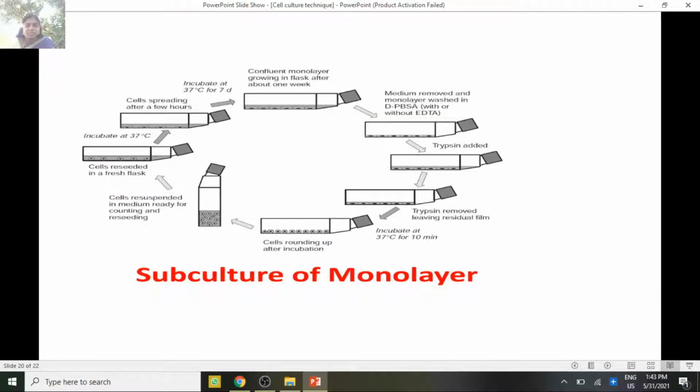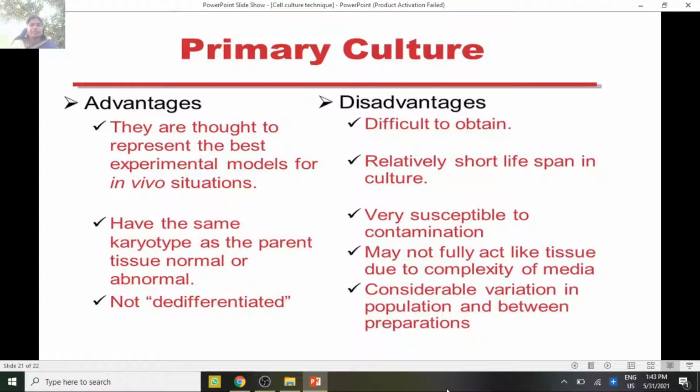Again, subculture of monolayer, as I explained in the earlier slide, where the monolayer of cells is incubated with trypsin. Trypsin can be removed by centrifugation, and you incubate the cells at 37 degrees for 10 minutes. Cells are rounded up after incubation, and you can take the cells out of the media. The cells are resuspended in media, ready for counting and reseeding. This is subculturing after obtaining the primary cell culture.